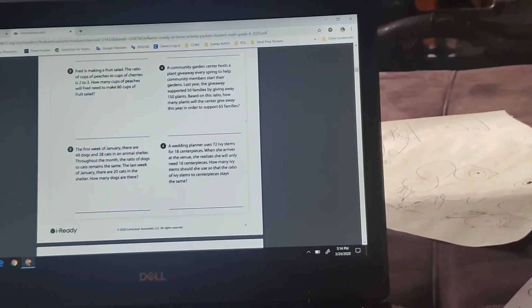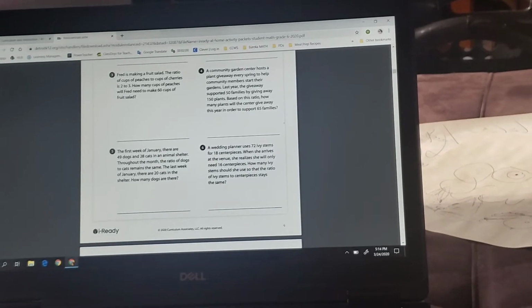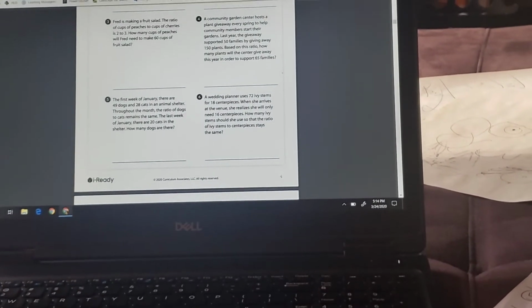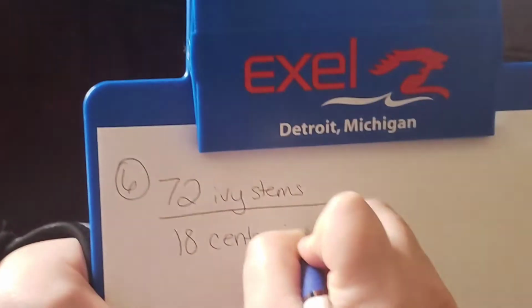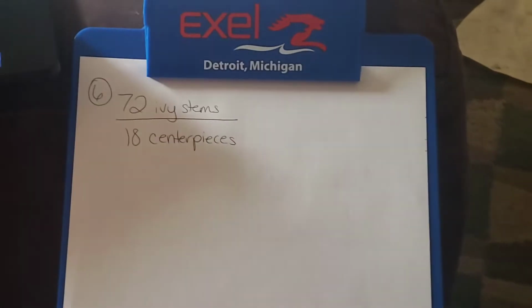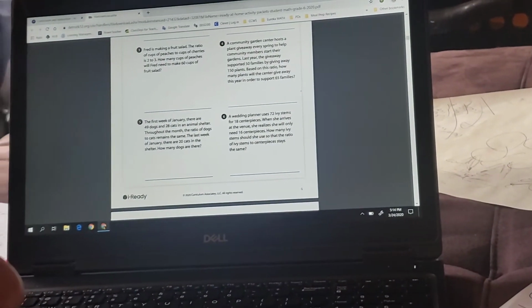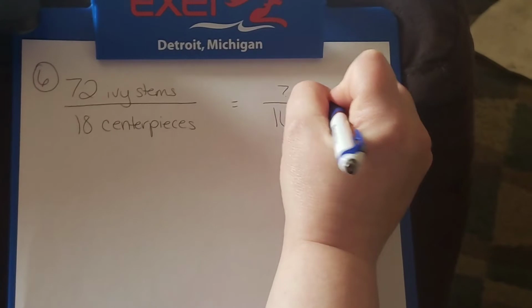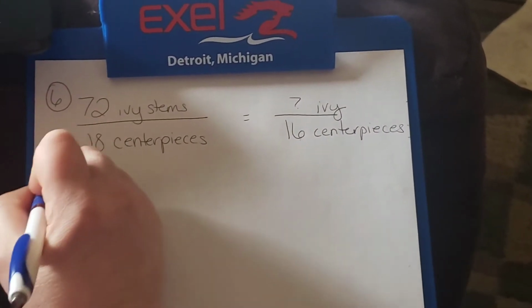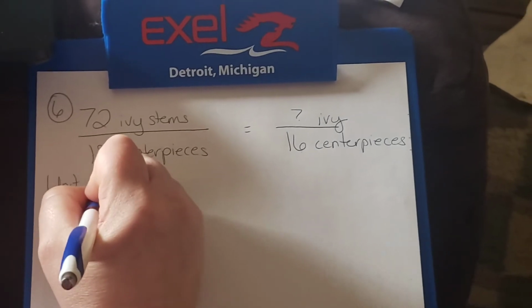And for our last problem, a wedding planner uses 72 ivy stems for 18 centerpieces. They're kind of like vases. She wants to know how many she would need if she just needed 16. So again, 18 and 16 are not very compatible, so I think trying to find a unit rate or a rate.